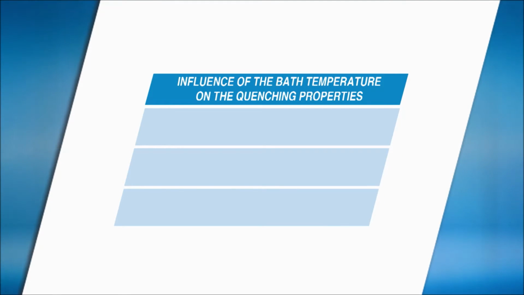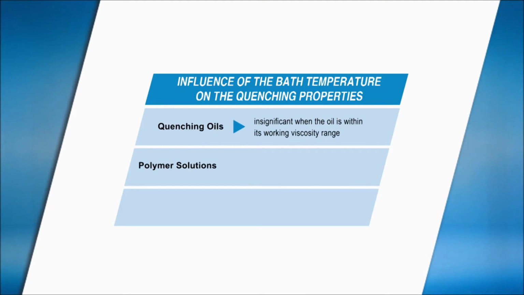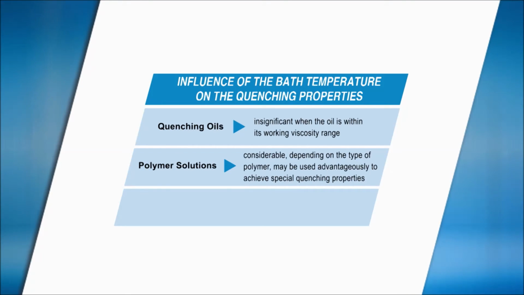Let us once again review the influence of bath temperature on the quenching properties. For quenching oils, the bath temperature has insignificant influence when operated within its recommended viscosity range. For polymer solutions, bath temperatures have a considerable impact on quenching properties. This can be used advantageously when quenching tool or die steels and slow cooling is required. While quenching in water, the temperature of the water bath has a distinct effect on the quenching characteristics.